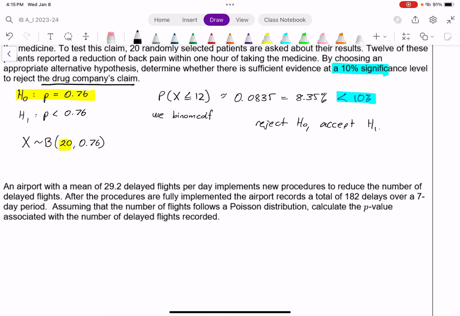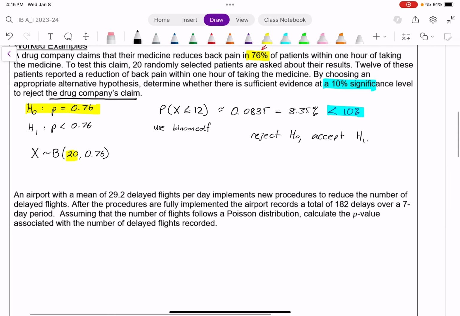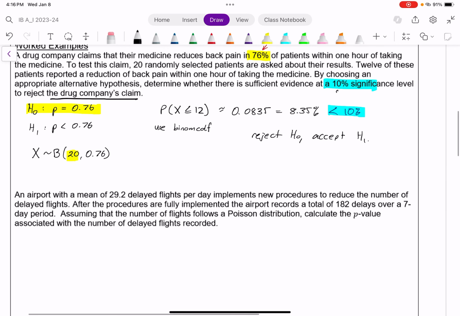Which therefore implies that it seems that their claim is false. We have enough evidence to state from our 10% significance level that it is false. The actual probability of someone having their back pain relieved is less than 76%. Although keep in mind, if we chose a 5% significance level, we would fail to reject H naught. Keep in mind, it's always a bit subjective what significance level we use.